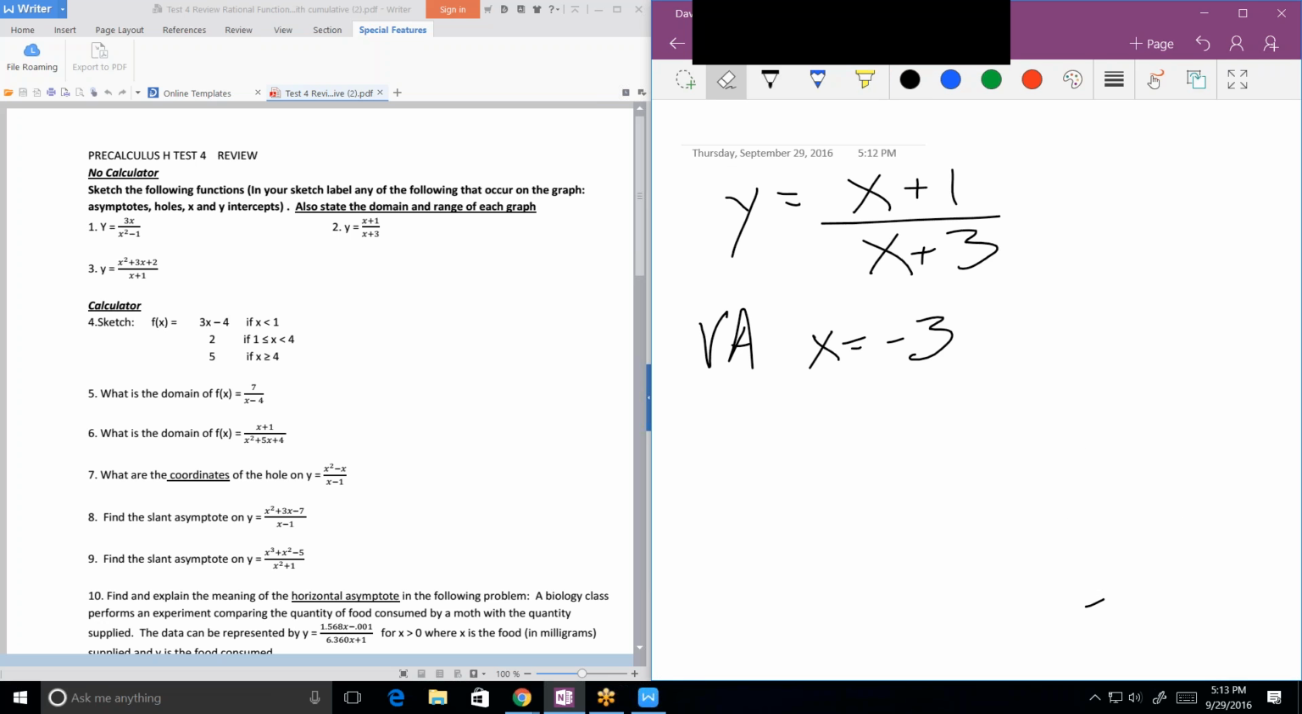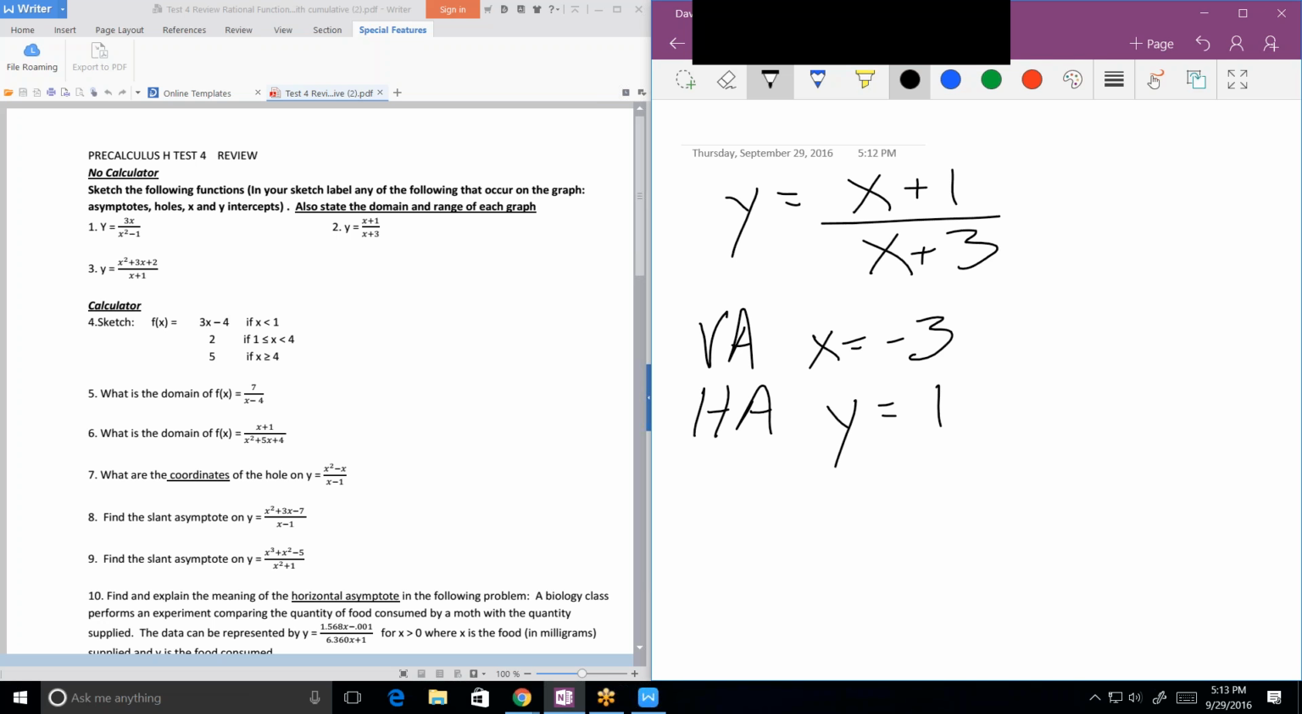So the vertical asymptote is always wherever the denominator is 0. Where's the horizontal asymptote? Wouldn't it be at 1? Yeah, when the highest power of the variable is the same in the numerator and the denominator, then the horizontal asymptote, which is always an equation defined by y equals, is the ratio of their coefficients, 1 over 1.